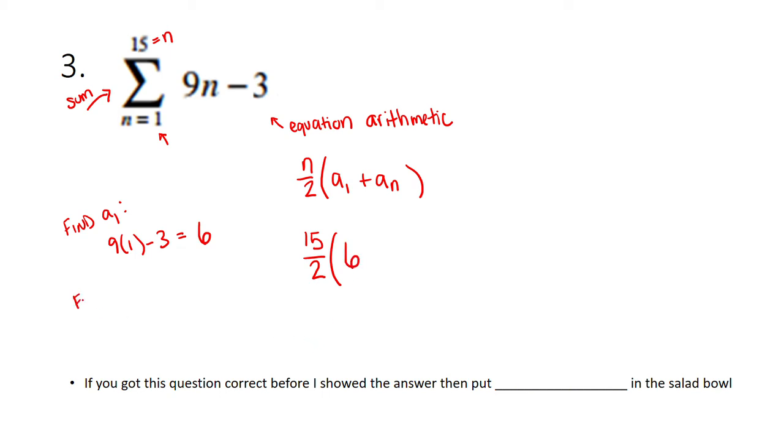Then we need to find a sub n by plugging in the top number that's on top of the sigma into our equation. So our a sub n is 132. Okay, now you need to figure out what this is, and we have our answer. Our answer is 1035.